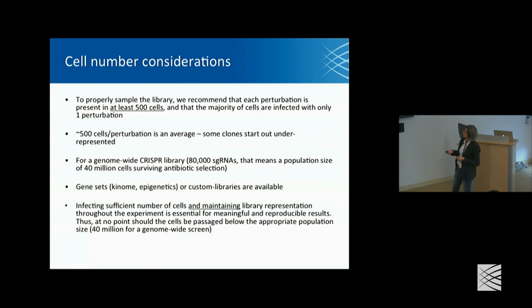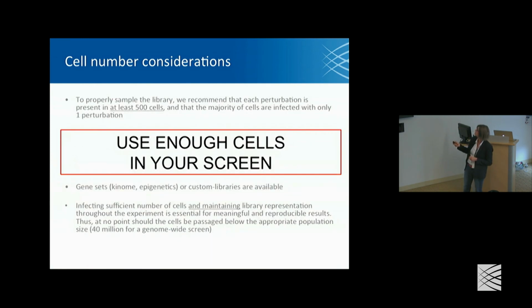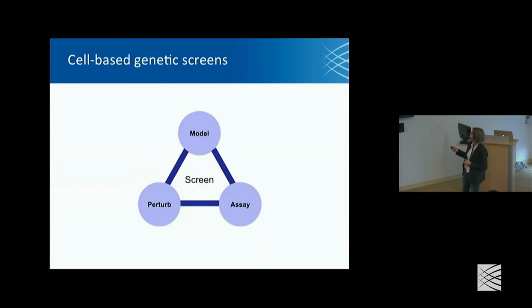It's important that you infect a sufficient number of cells and maintain the library representation throughout the experiment. This will be explained later by Yenare. So the bottom line is, in the pooled screen, you really need to use enough cells to give statistical significance to your data. When you think about cell-based genetic screens, you need to take into account three components.